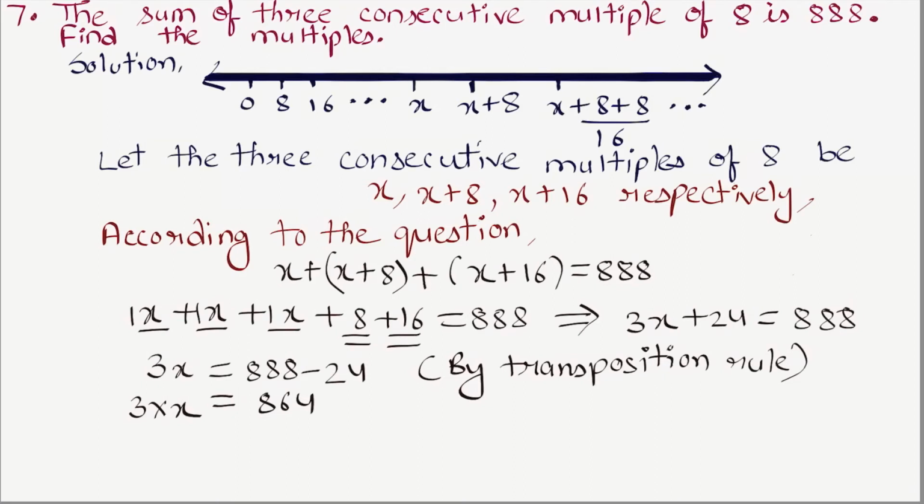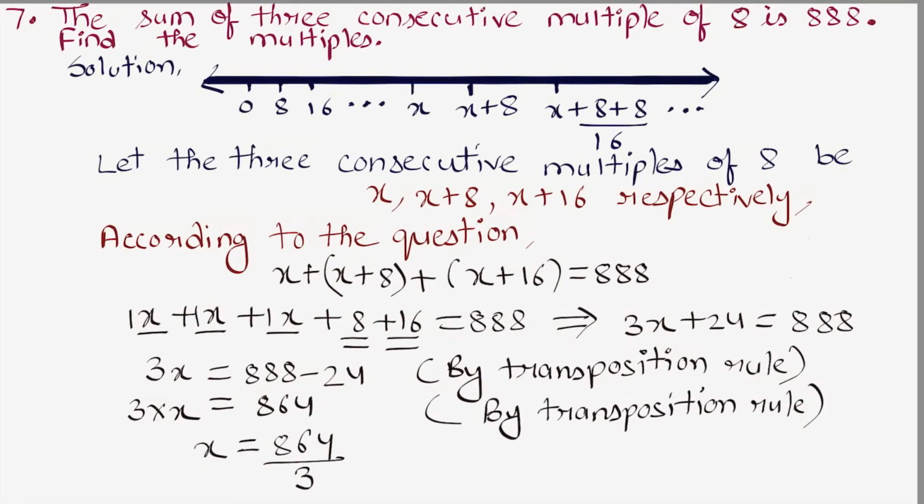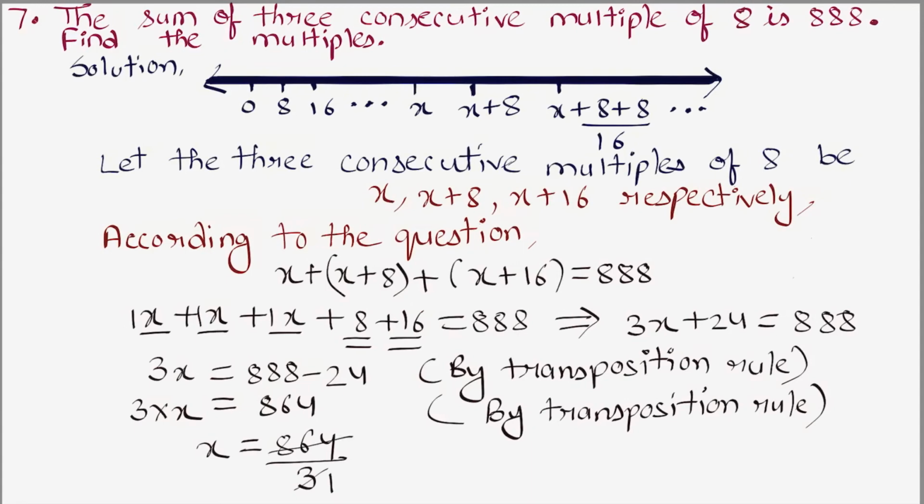Now to the next line, 3 is multiplied with a variable. It is moving to the other side, it would be divided by transposition rule. We can divide with the help of 3's table. 3 ones are 3, 3 twos are 6, 3 eights are 24, left with 2, 2 4s are 24. Again 3 eights are 24. So we have the x value as 288.